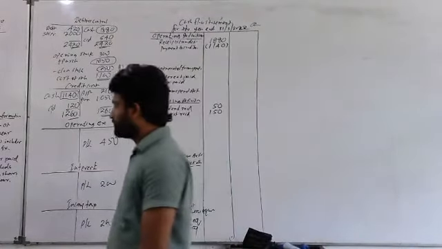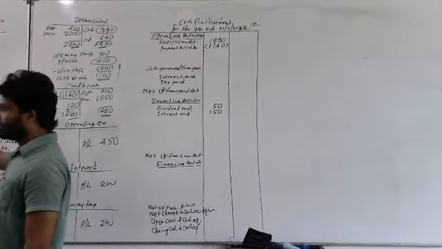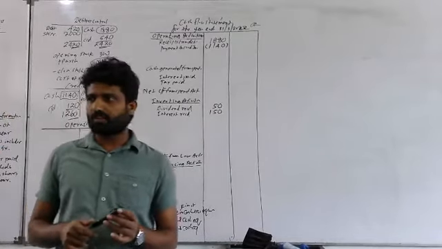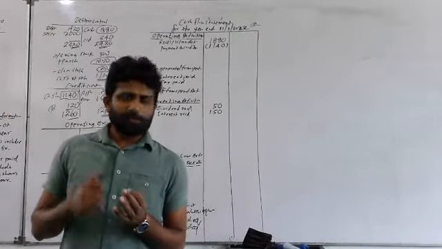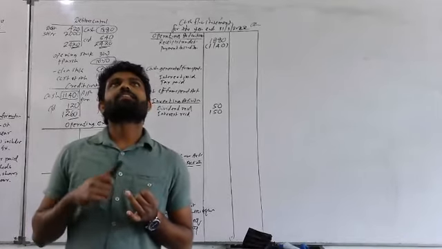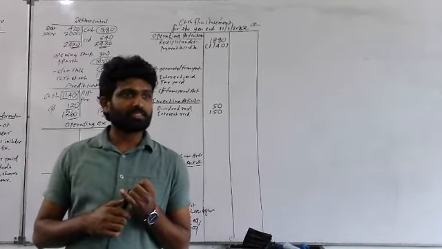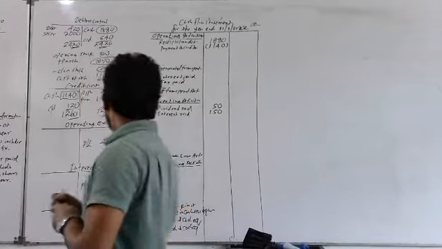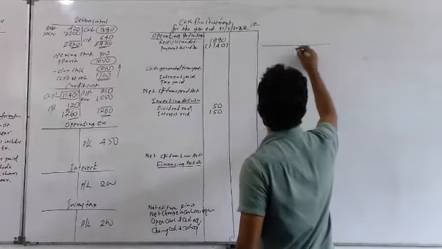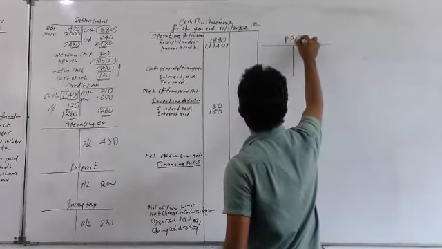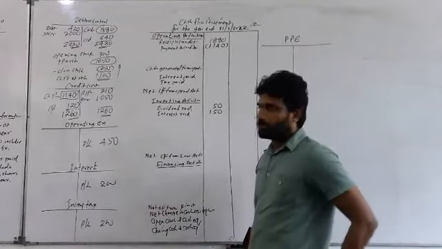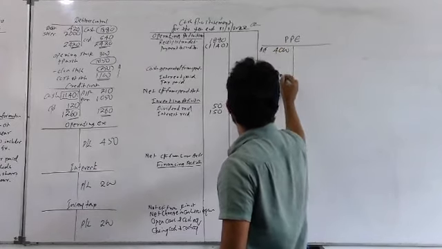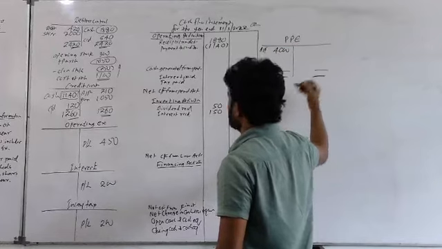Now come to SOFP. You are given property, plant and equipment. You know, there are always some transactions with respect to property, plant and equipment. What are those? Maybe acquisitions, disposals, revaluations, depreciation. There are so many things. Anyway, you better draw an account for property, plant and equipment. Opening balance 4,000. Closing balance 6,000.